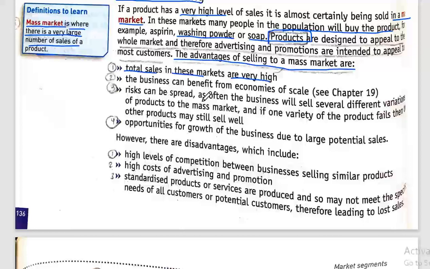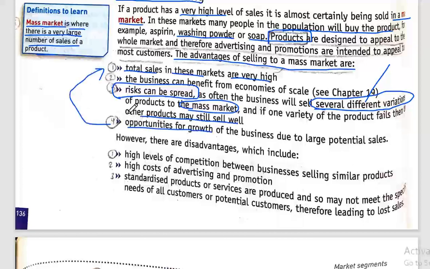So that is one of the advantages of selling in mass market, because I can sell a lot of variations of products. So a lot of products can be sold in this mass market. If one of these products fails, it's fine, I have several other products that are still selling in the same mass market. Therefore the risk can be spread. Low risk, let's say. And opportunities for growth of the business, due to the large potential sales. So opportunities for growth just because we have a large level of sales.